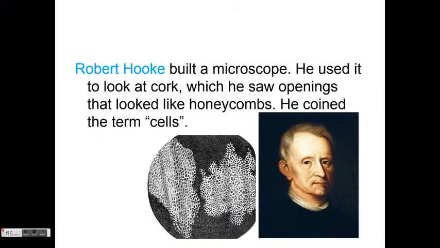Alright, so the first scientist is Robert Hooke, and he built a microscope which allowed him to look at cork. And when he looked at the cork, he saw openings that looked like honeycombs. He compared these to cells that monks lived in at the time, and so he called them cells, and that's where we get the term cells from.